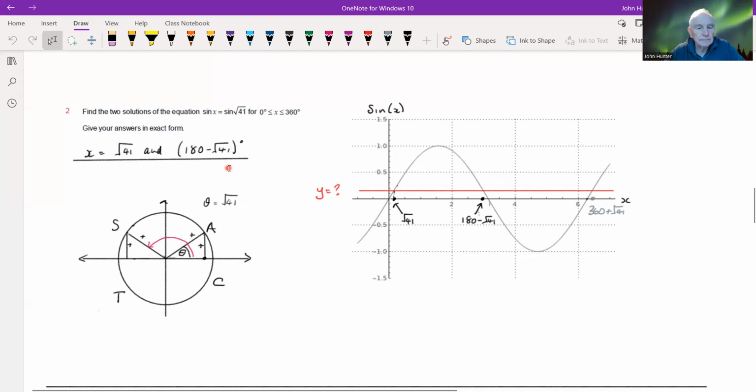Okay, I've kind of shown the CAST model here. It's not really needed for this, but I think it helps to illustrate that as the angle increases around here, this opposite is getting smaller and smaller, which reflects the fact that the line is going down here.